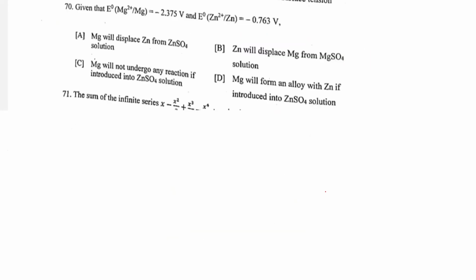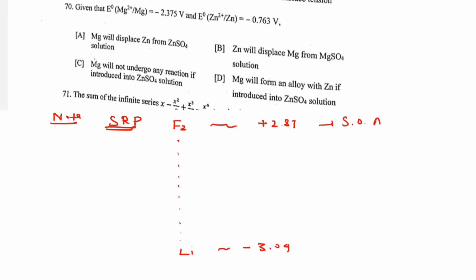And next question. Without knowing the SRP value, you cannot solve this question. Please note the concept. What is SRP? Standard reduction potential. If you see the SRP table, F2 at the start has a value around plus 2.87. Lithium is around minus 3.04. We know fluorine acts as a strong oxidizing agent, and lithium acts as a strong reducing agent. The oxidizing agent undergoes reduction, and the reducing agent undergoes oxidation.